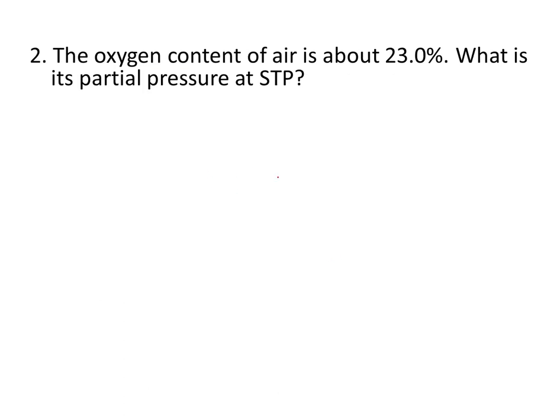Let's add in some percentage calculation with this. So in the atmosphere, oxygen makes up about 23% of the atmosphere. So what is the partial pressure at STP? So we need to know how much pressure does oxygen exert in the atmosphere under STP conditions. If the conditions change, then it'll exert different pressure. But right now we know this is standard temperature and pressure, 0 degrees Celsius, 101.3 kPa.